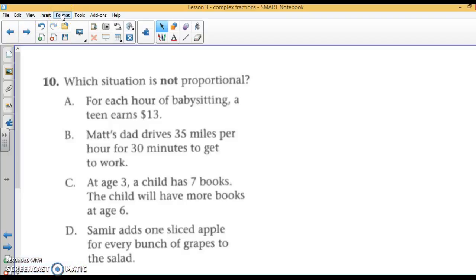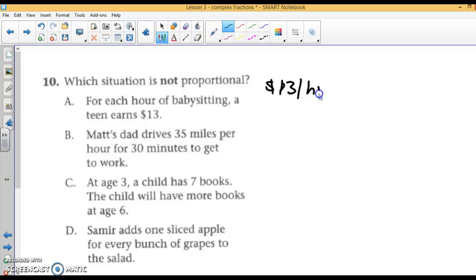We're going to do a warm-up problem first, so pause your video, try this problem. All right, it says, which situation is not proportional? For each hour babysitting, a teen earns $13. So that is $13 per hour. That is proportional because it's going up at a constant rate.